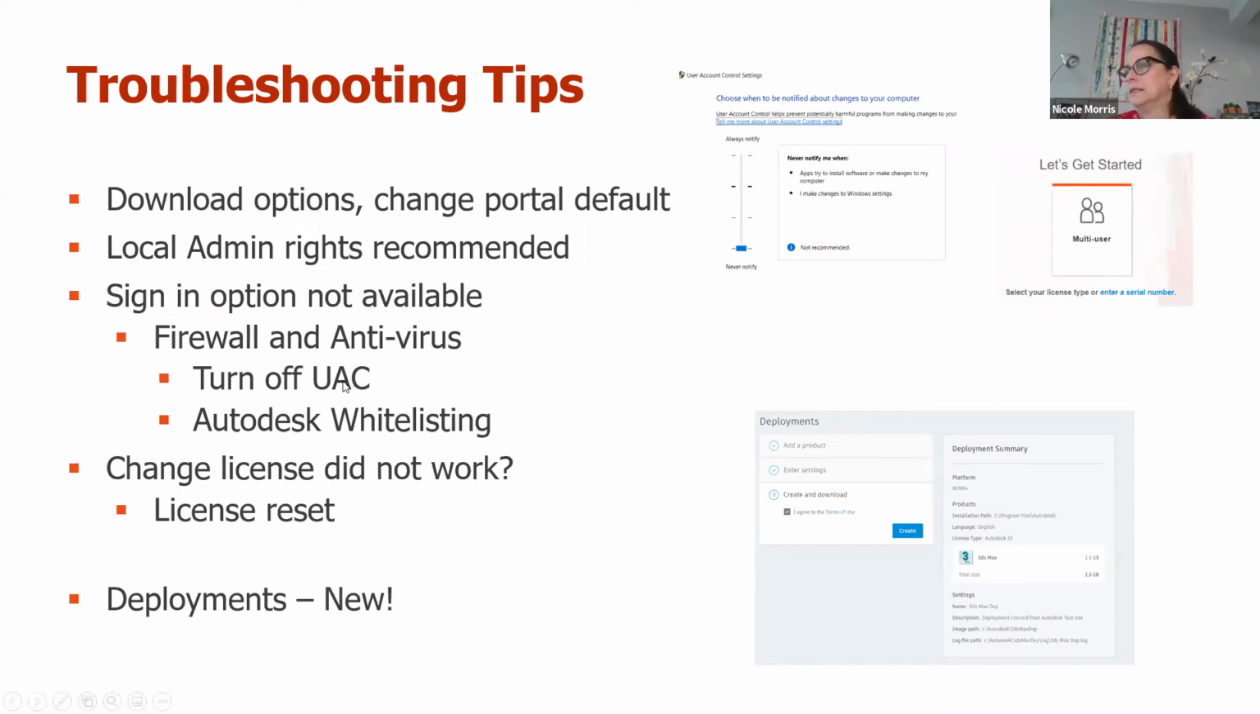What UAC does with Windows is it says, do you want to do this? Are you sure you want to do this? Do you really want to make changes? It just really interrupts the installation process. So Autodesk recommends turning that off. And also we recommend Autodesk whitelisting.